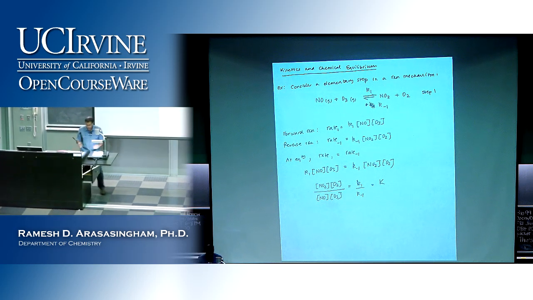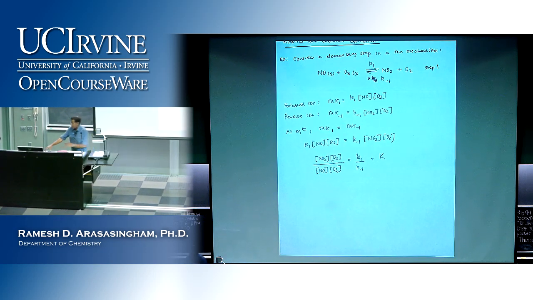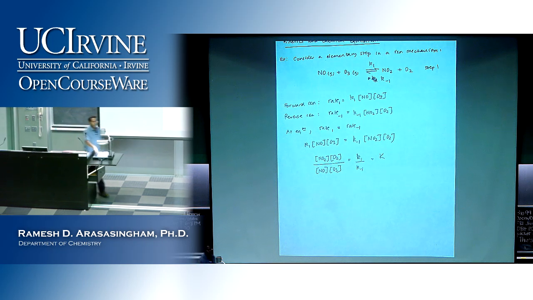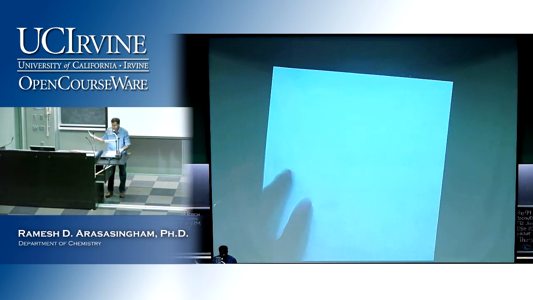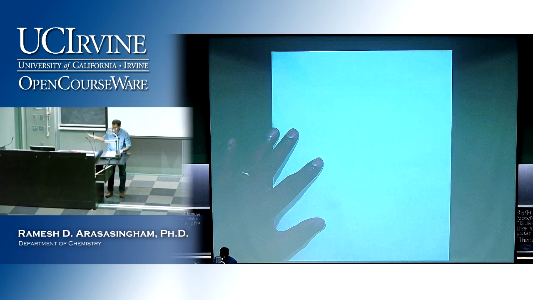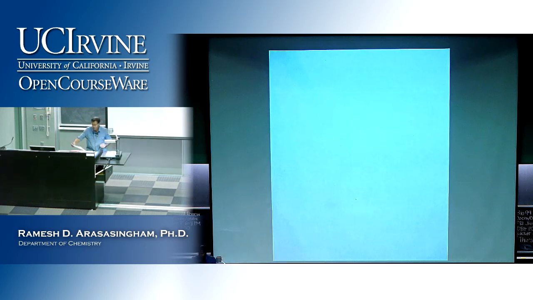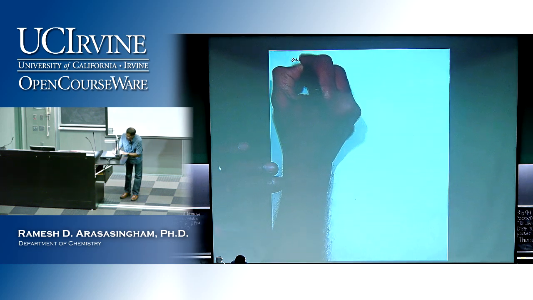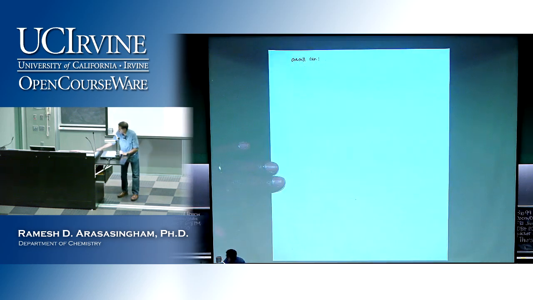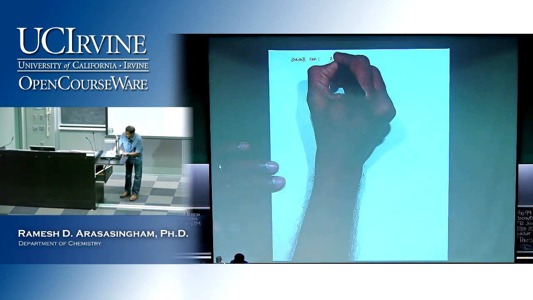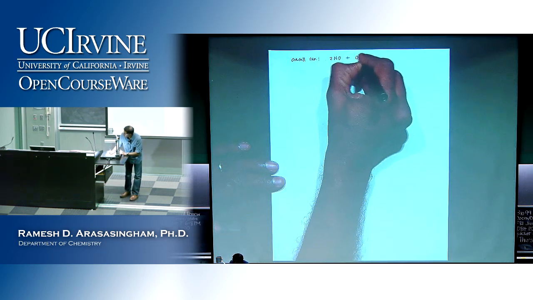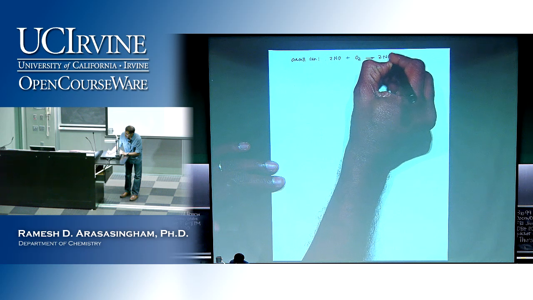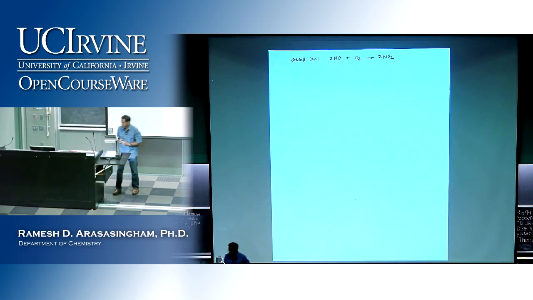So let's say that we're looking at this reaction. I'm going to give you one example of a reaction where not only do you have just a regular reaction taking place in a mechanism, but you also have an equilibrium involved. So let's take this example where the overall reaction is 2NO plus O2 giving you 2NO2.